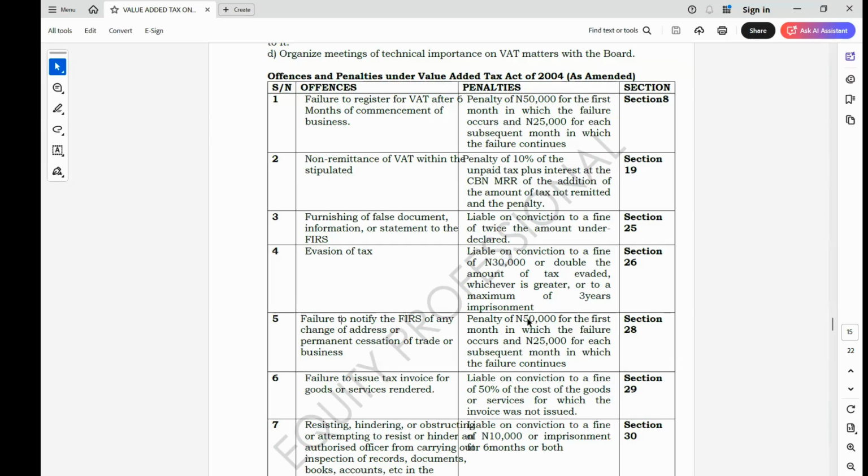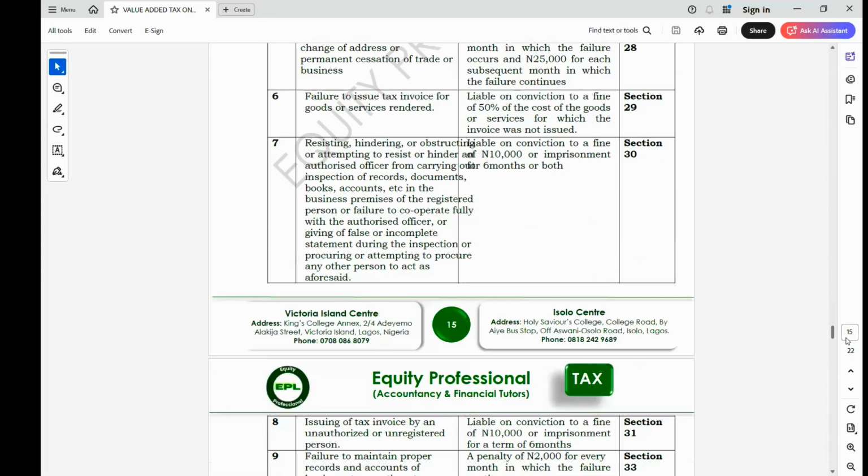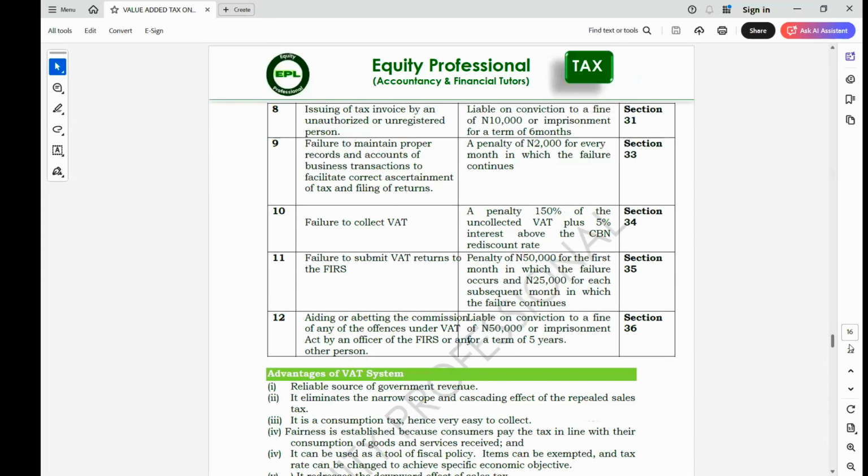That is for failure to what? To notify them of change of your address or permanent cessation of trade. So when you change your address, you are supposed to tell them. Or when you permanently cease your operation, you are also expected to notify FIRS of that information.